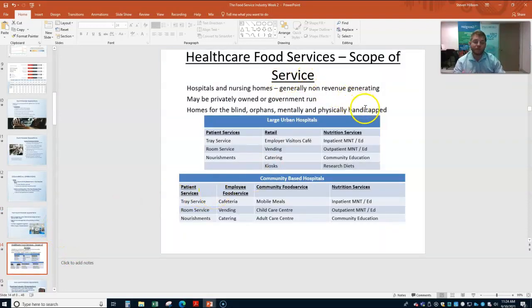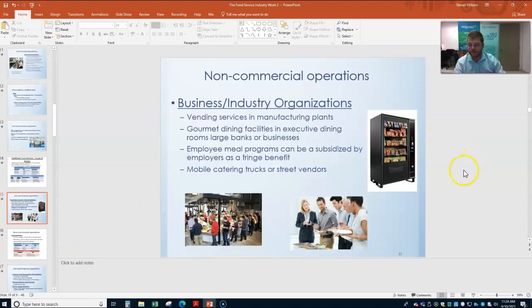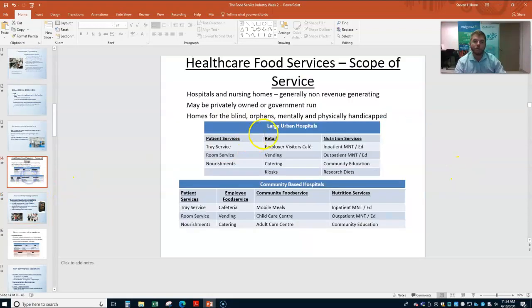So when we look, there's a couple of different non-commercial areas that we look into. One of which is healthcare. So hospitals and nursing homes and all these different places, they are generally not trying to generate revenue or income off of the food. Rather, they're trying to help people heal from injuries or soothe them or make them comfortable with food while they're waiting on their loved ones and trying to get some sort of healthcare.